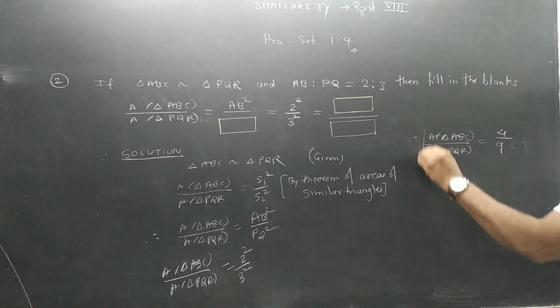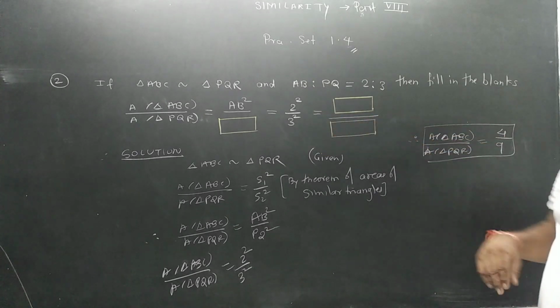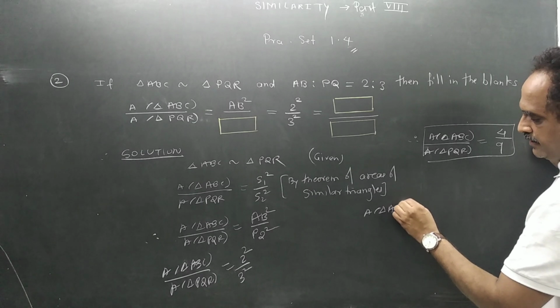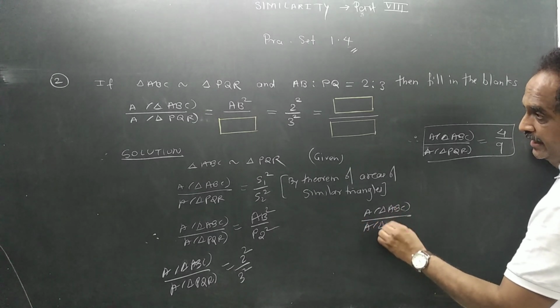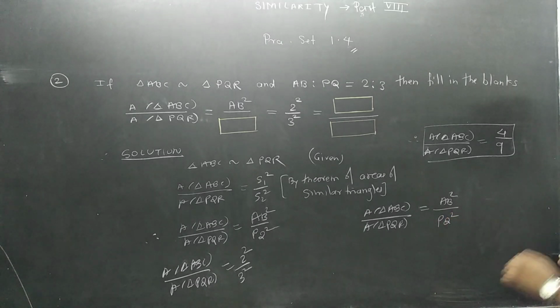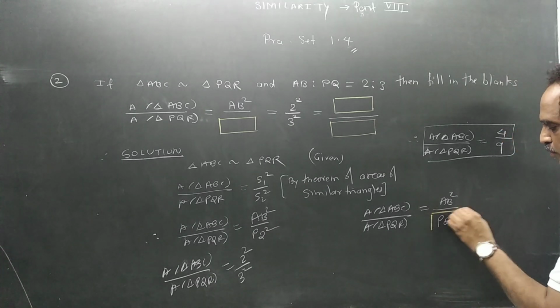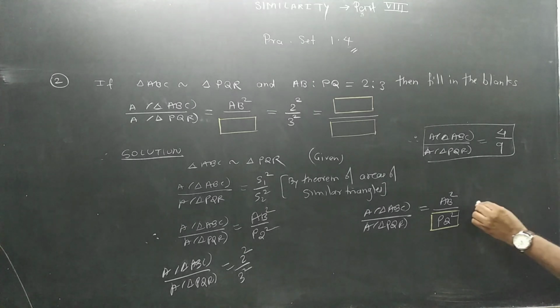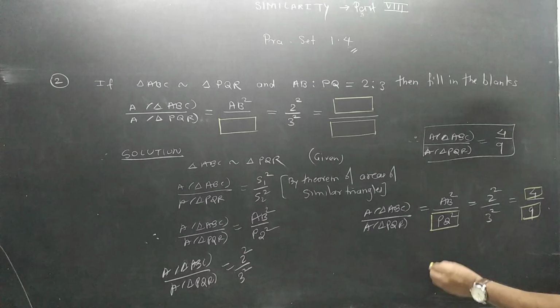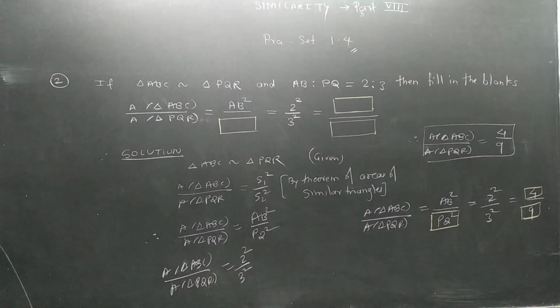So what you got are the other answers. But they have asked this as a fill in the blank. So we are going to write once again. Therefore, area of triangle ABC upon area of triangle PQR is equal to AB square upon what? PQ square. But they have asked as a fill in the blank, so I put this in a bracket. Then they have given 2 square upon 3 square. And the last one is 4 upon 9. So these two are again answers, so put them in the bracket. This is your final answer. Copy down this.